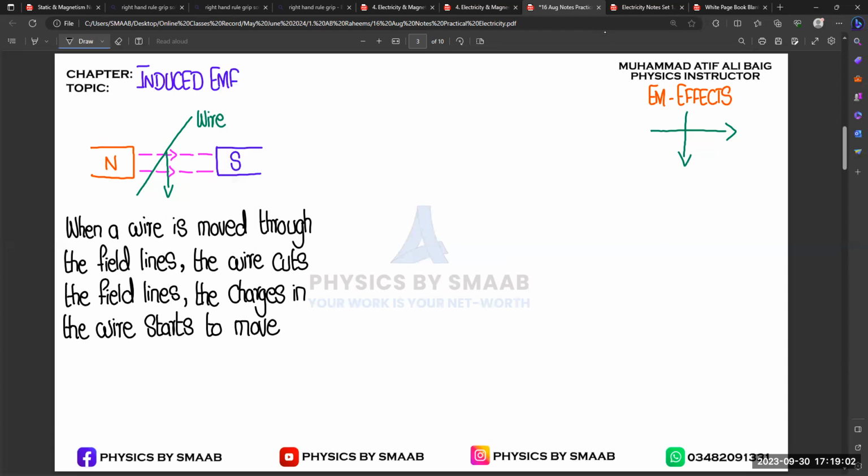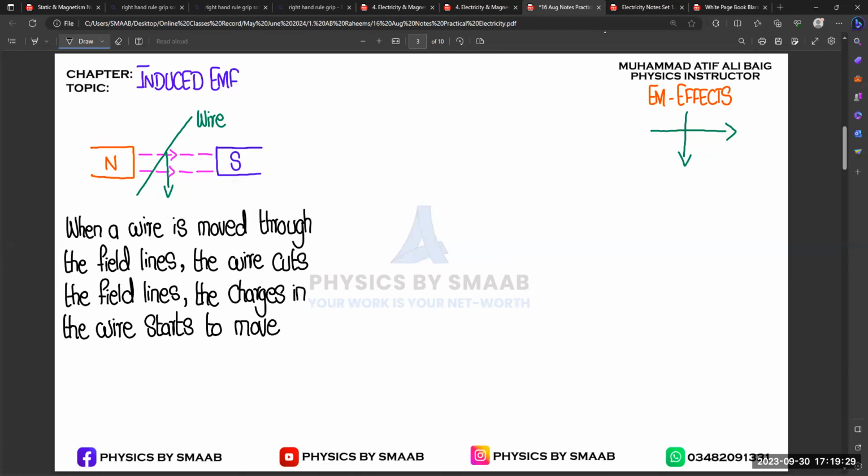Starts to move. And when a charge starts to move, the moving charges are known as electric current, right? So that concept is known as the induced EMF. Why are we using the word induced EMF? Because there is no direct connection. In the normal electricity chapter we discussed that we connect a wire with the battery, and then charge starts to move through the wire, okay?